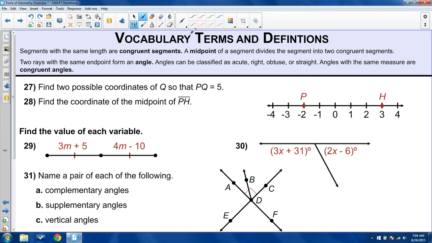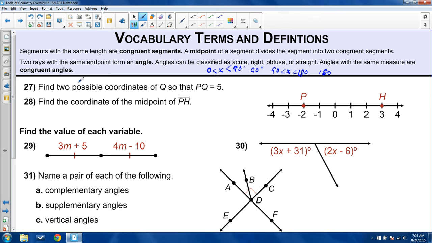Okay, next screen. Segments with the same length are congruent segments. We talked about that. A midpoint of a segment divides the segment into two congruent segments. We also talked about that. Two rays with the same endpoint form an angle. Angles can be classified as acute, right, obtuse, or straight. Now, acute is less than 90. Right is 90. Obtuse is between 90 and 180. And straight is 180. I should say that acute is between 0 and 90, actually. Angles with the same measure are congruent angles.